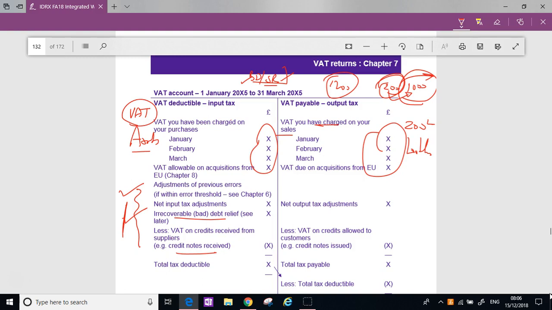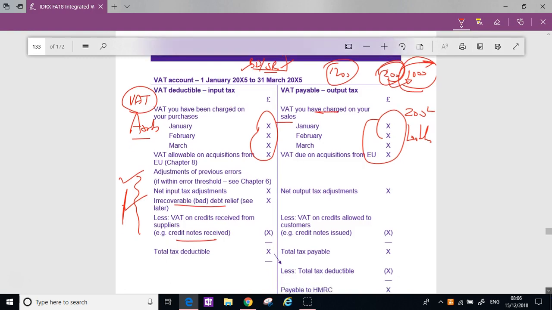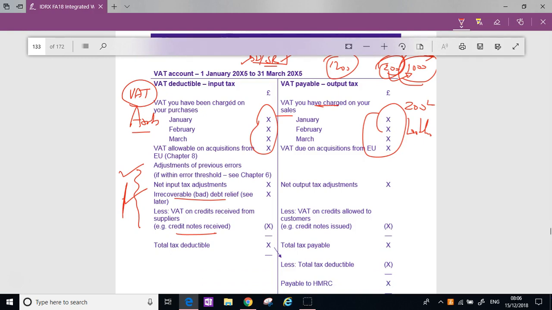So, yes, and I think that's kind of the way to look at it. When I look at this table, it does seem very noisy, so to speak. I don't really even trust it as a good T accounting table. Looking at this, it says VAT allowed on adjustment to previous errors, which you seem to have studied in chapter 6. Net input tax adjustments. Irrecoverable bad debt relief. This is what I was talking about. Less VAT on credits received from suppliers.